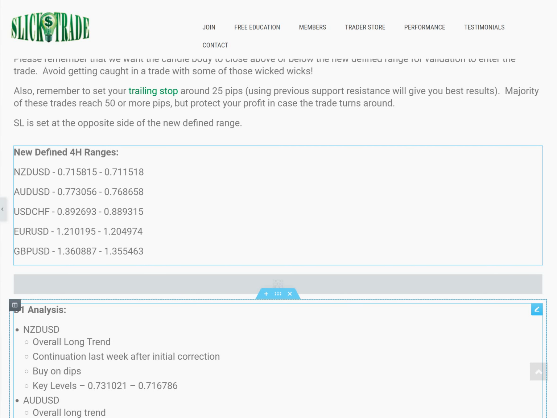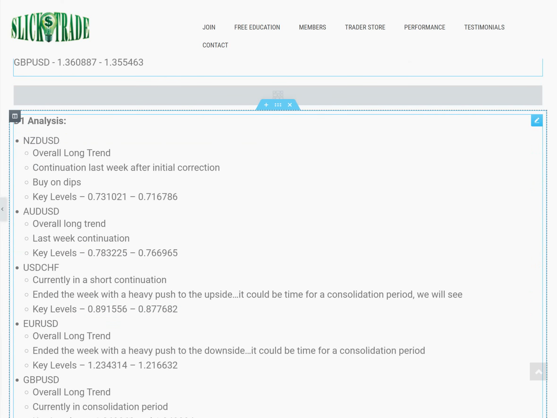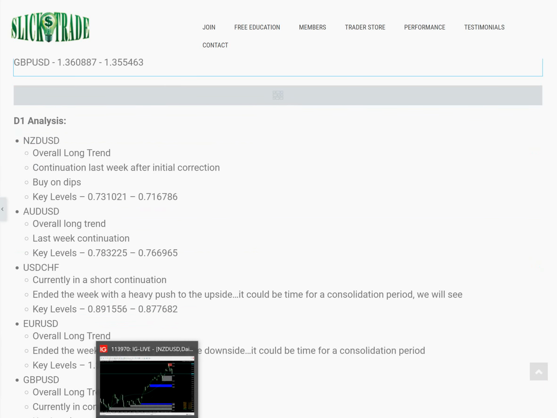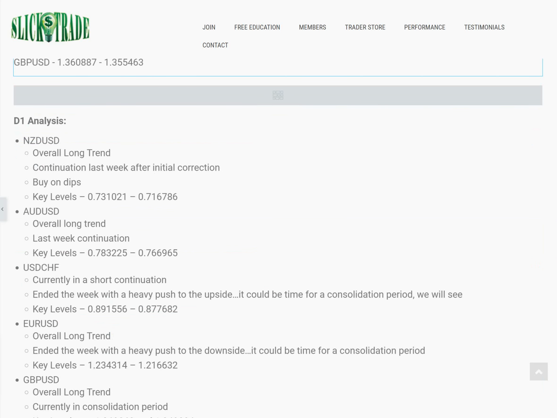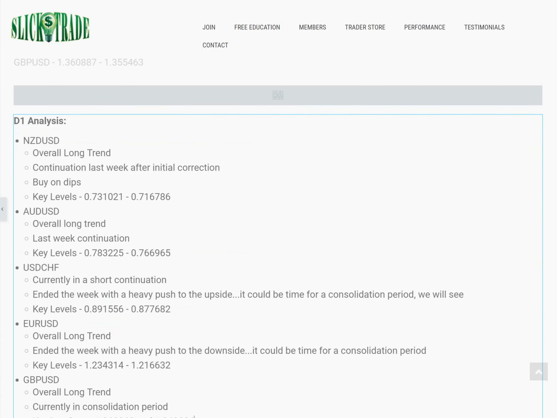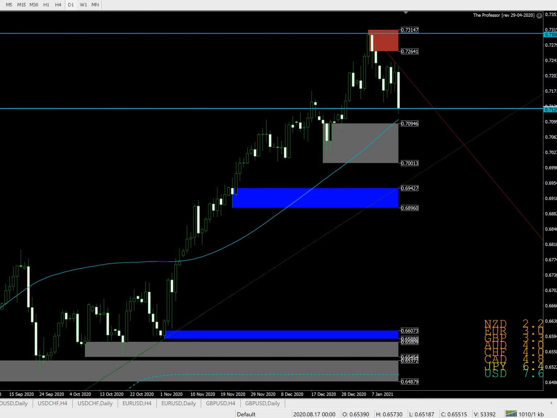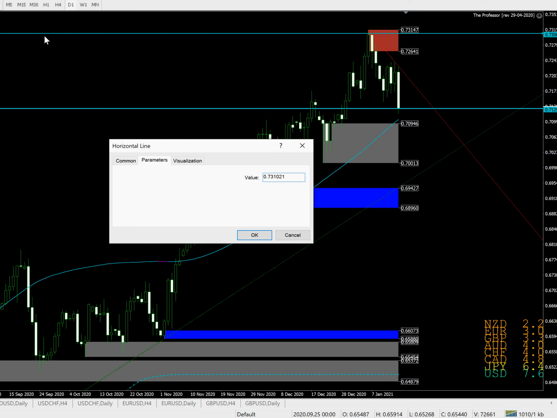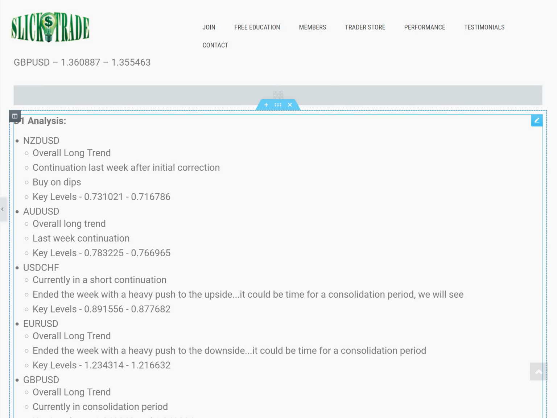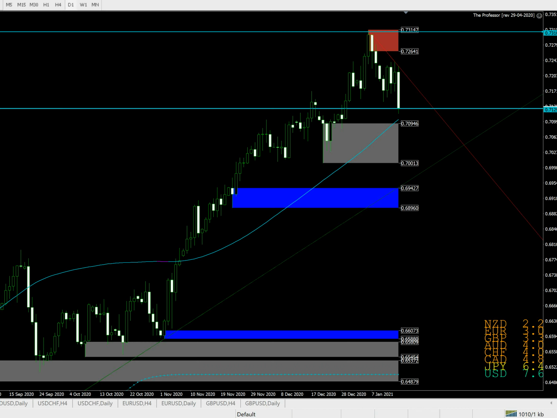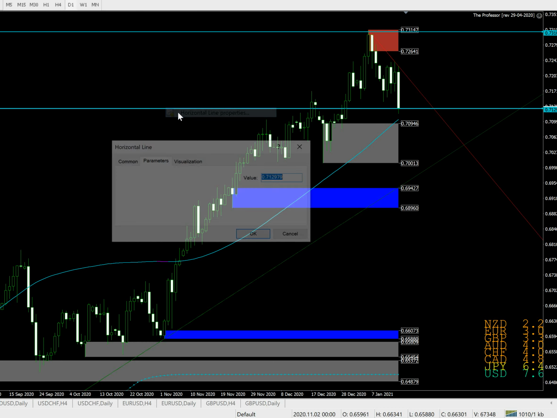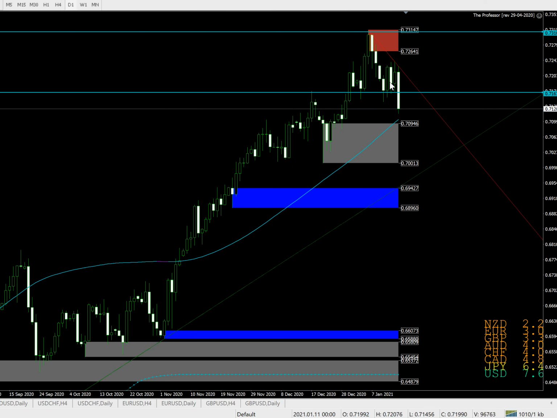The key levels that I had, so I said that the NZD was in an overall long trend. We had a continuation last week after the initial correction. Buy on dips, you know. These are our key levels right here. Let's see what happened as far as those. Upper key level. Lower key level right there. So we broke below that key level.